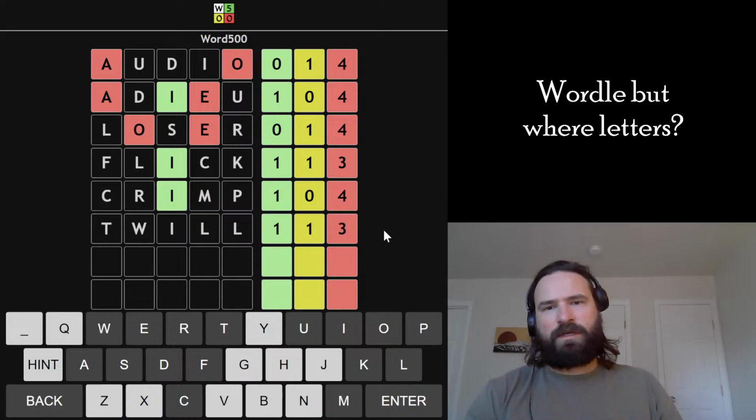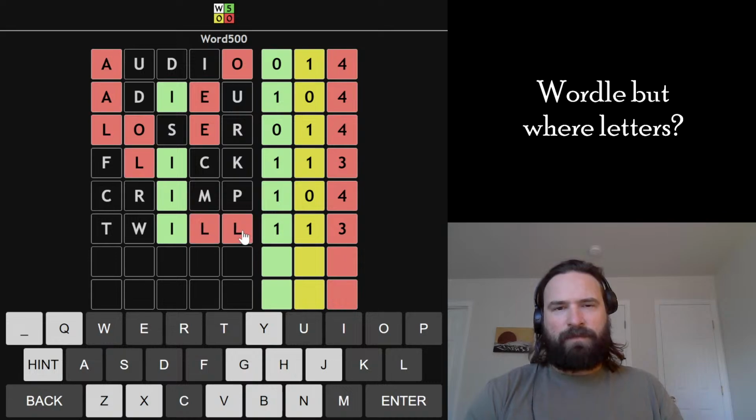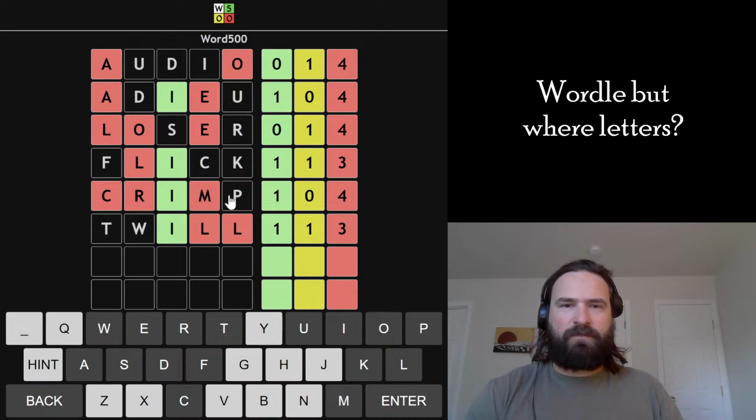I'm really confused. So if the I is green, the L can no longer be in the word because I've tried the L everywhere else in it. So I'm just going to eliminate the L, which really makes me think that T is probably in, but the R is out. Okay, I mean, if the I is in, all of these letters are out, so we need an S. Sting?